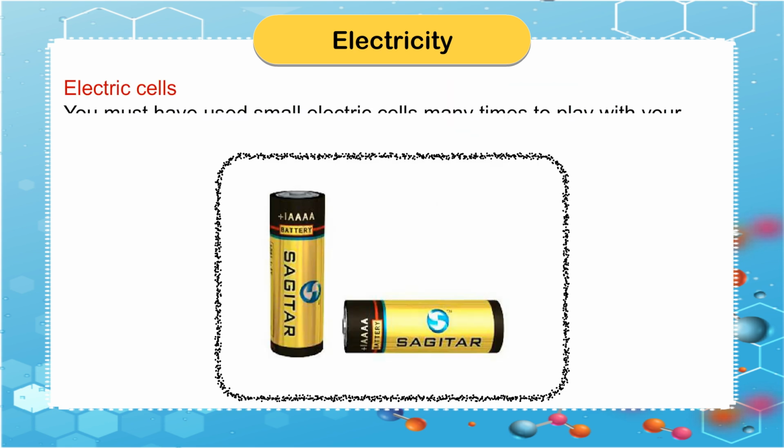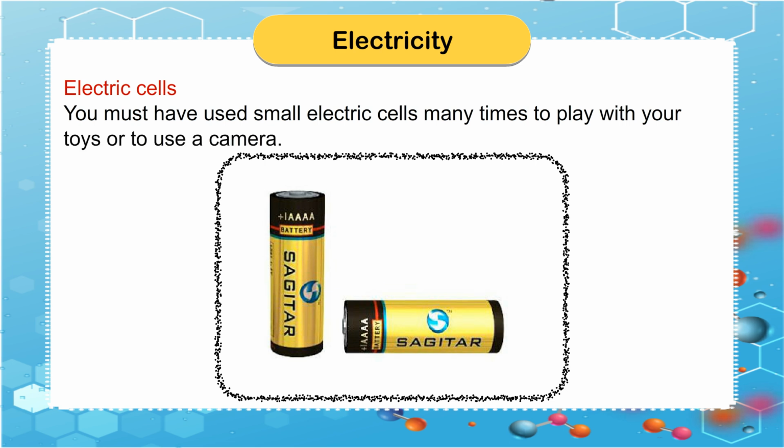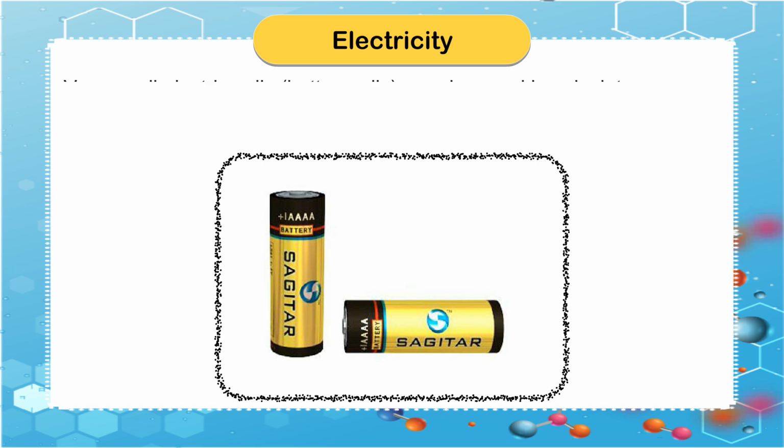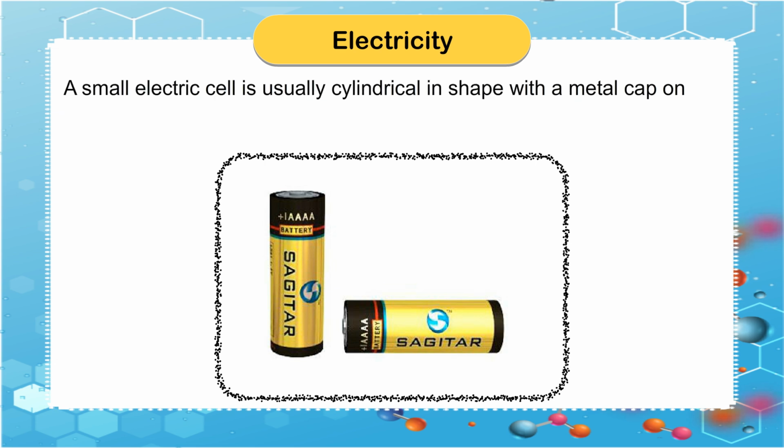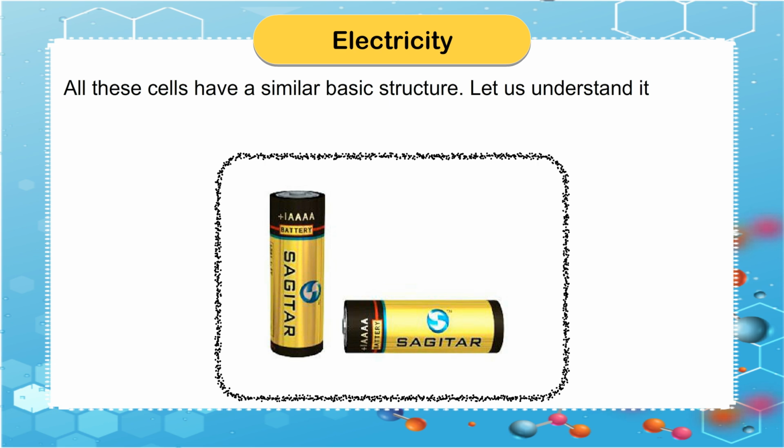Electric cells. You must have used small electric cells many times to play with your toys or to use a camera. Very small electric cells, button cells, are also used in calculators, watches and other devices. A small electric cell is usually cylindrical in shape with a metal cap on one side and a metal disc on the other side. All these cells have a similar basic structure. Let us understand it through an activity.